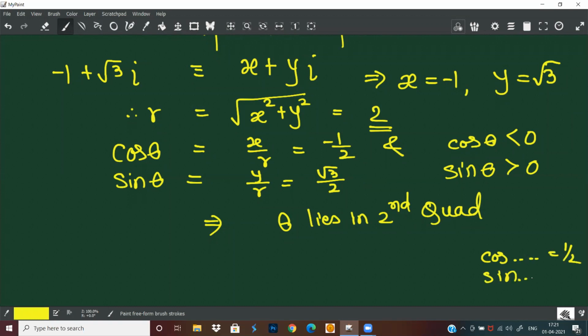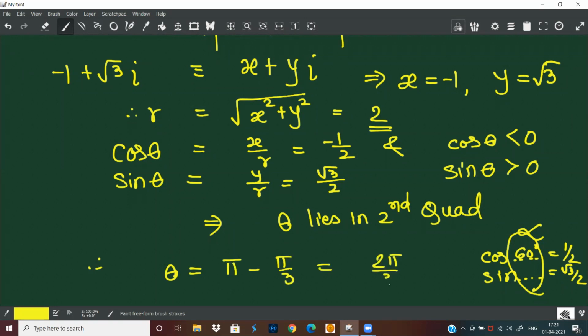I'm explaining you in general. So this angle I call it as alpha, which is 60 degrees. If it is in the first quadrant, then write the direct answer; if it is in the second quadrant, write its supplement, pi minus alpha; in the third quadrant, pi plus alpha. Do you remember this? I told you last time. Therefore, your theta will become pi minus 60. That is 2 pi by 3 radians.